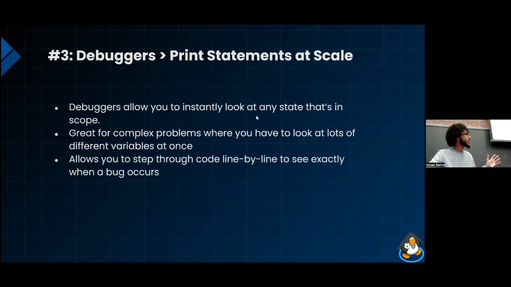The answer to that is debuggers. Now, I'm sure most of y'all here are familiar with the basics of how a debugger works. It allows you to instantly look at any state that's in scope at a particular point in a program's execution. It's great for those complex problems where you have to look at various different variables at once. If you need to see all the local variables currently in scope for your function, see what the values are for any objects that are currently being used, you can look at that all at once. And it allows you to step through code line by line so you can see exactly when values are changing and when a bug occurs.